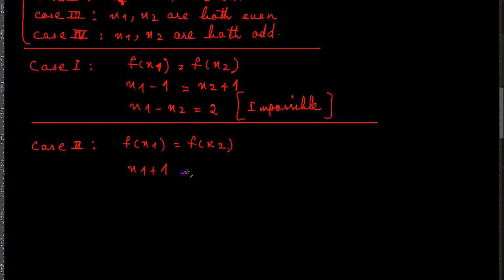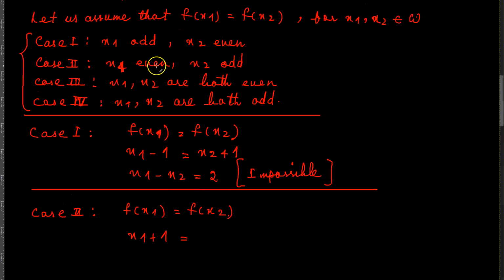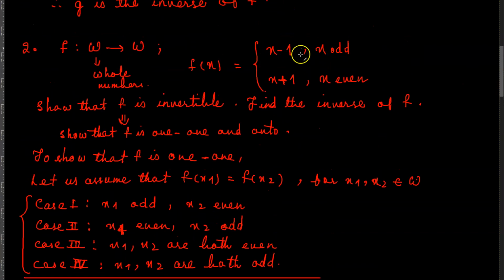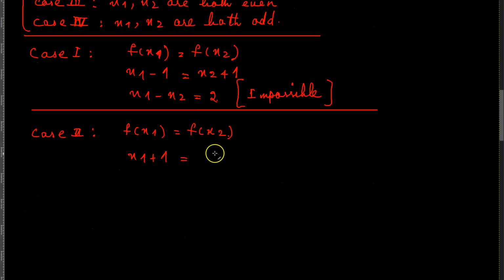And if x2 is odd, then f of x2 is equal to x2 minus 1. Which means that x1 minus x2 is equal to, again, negative 1 minus 1, which is equal to negative 2.